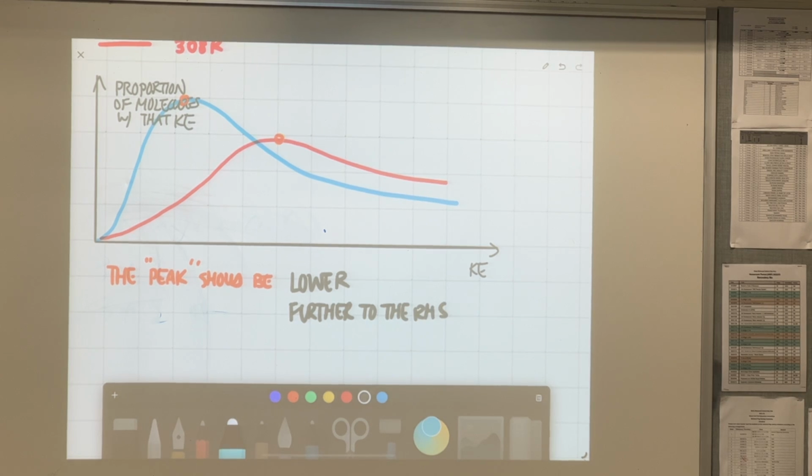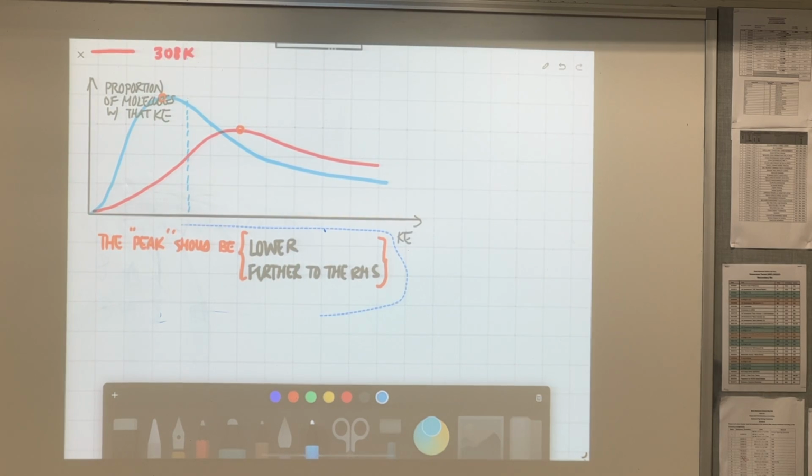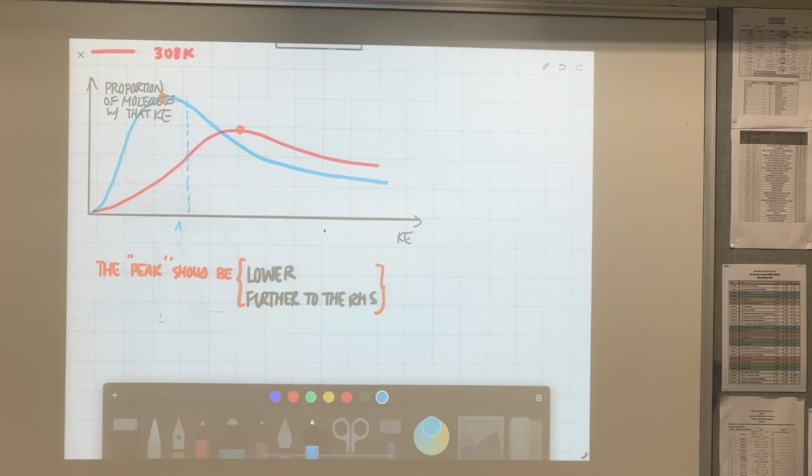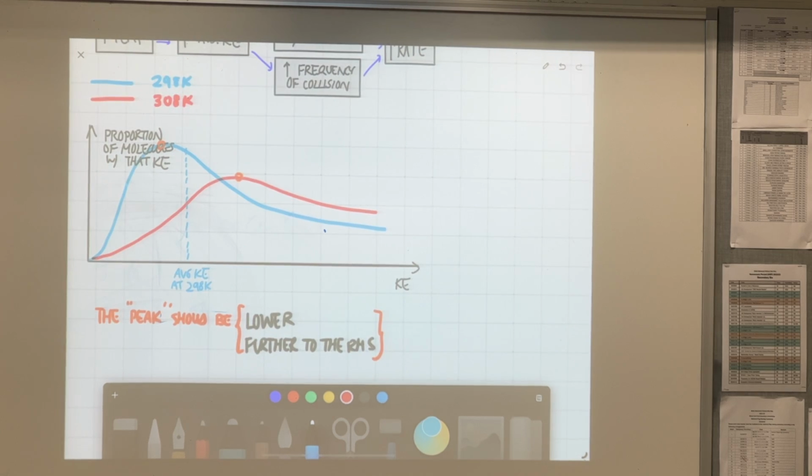Because what is that point that we can draw on this graph right next to the peak? That represents the average kinetic energy, right? Remember? So this is the average kinetic energy at 298 Kelvin. So where's the average KE at 308 Kelvin then? Yeah, somewhere here. Remember, the average KE is always to the right of the peak because of some complex math. So just know that it's not right where the peak is, but somewhere to the right.